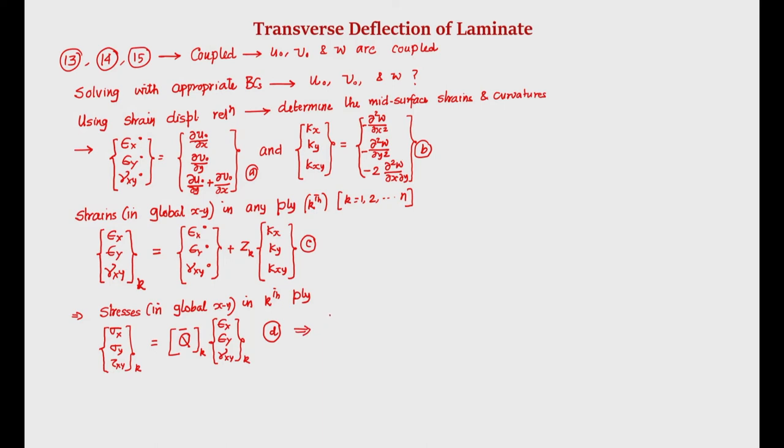the stresses in material axis, that is 1 2, okay, in kth ply. That means, for each ply, any ply between 1 to n for an n layer laminate, we could obtain the material axis stresses sigma 1, sigma 2, tau 1 2 in the kth ply. We can use the stress transformation for the kth ply. Okay, this is sigma x, sigma y, tau x y. Therefore, this is how knowing u naught, v naught and w, we could actually find out the stresses in each ply in the material axis.